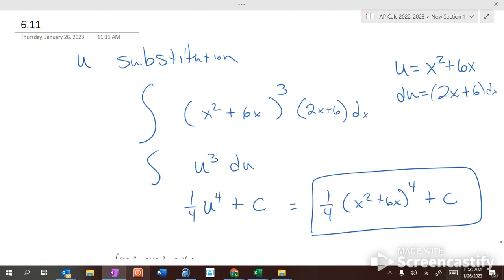If you would take the derivative of this, you'd get this. See how the chain rule is involved here? 4 times 1/4 cancels that out. And you have x squared plus 6x. So when you take the derivative of x squared plus 6x, you get 2x plus 6. Okay? Chain rule. Remember the chain rule.